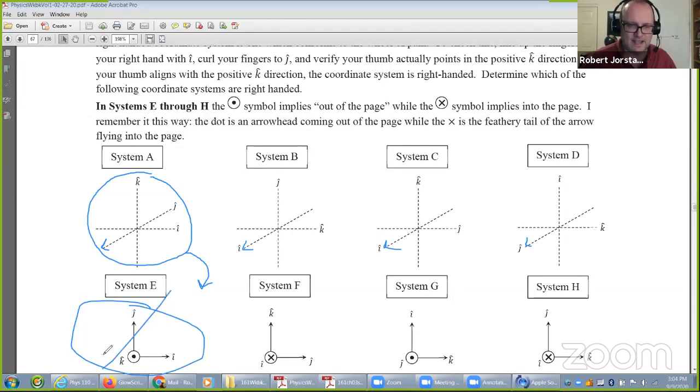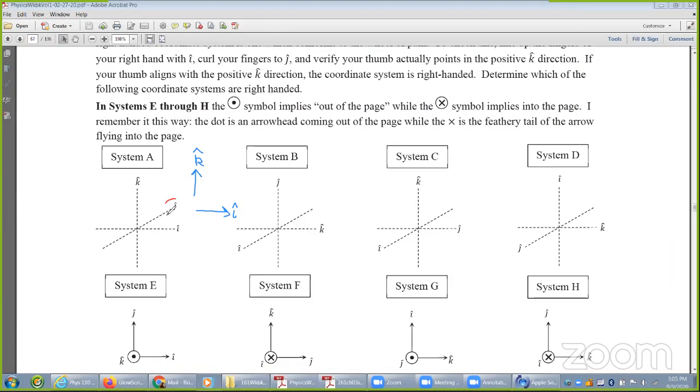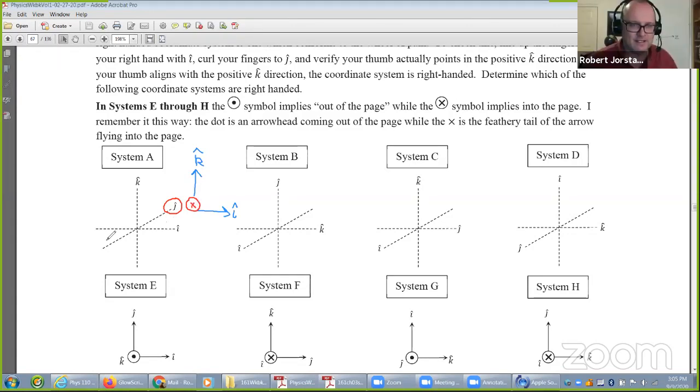Now, this is not the same, but I would take this. Let me just show you this one. For this one, I would say I hat goes this way, K hat goes this way. And according to that picture, is J hat going into or out of the page for system A? Out of the page. Into. What? Yes. Remember, down is out.